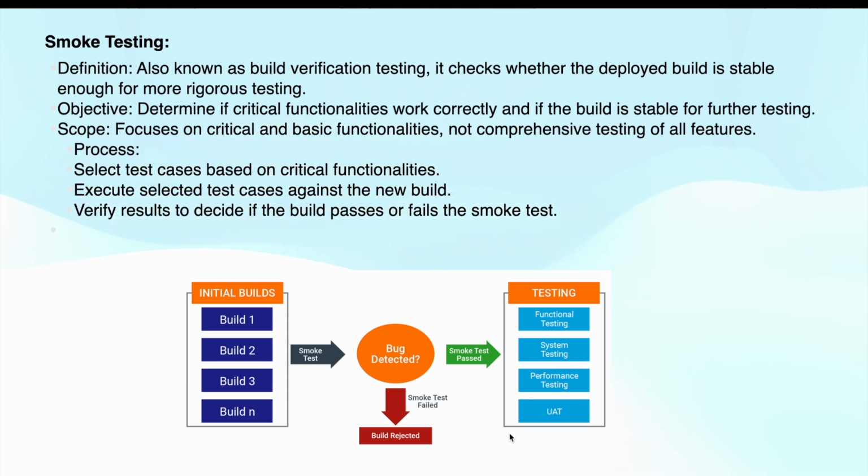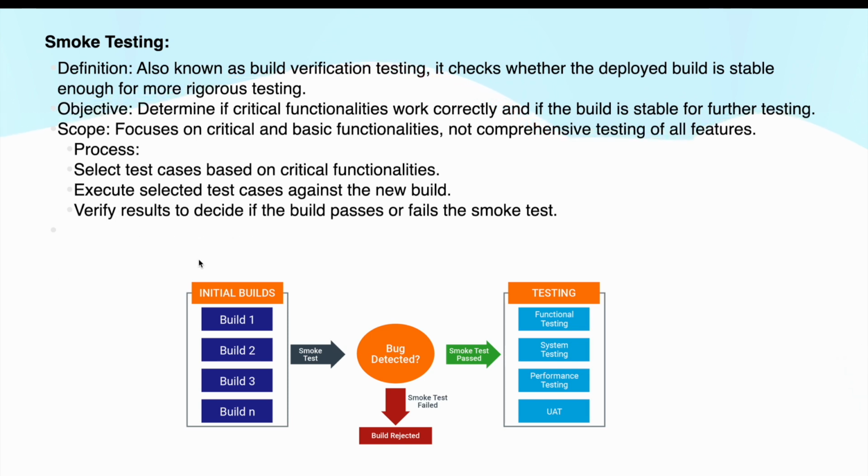Then next, execution. The selected test cases are executed against the newly deployed build. Then verification. The results of the test cases are verified to determine whether the build passes or fails the smoke test. Then last is decision. Based on the result, a decision is made whether the build is stable enough for further testing. If the build passes the smoke test, it is considered good and can proceed to more thorough testing. If it fails, it indicates that there are critical issues that need to be addressed before further testing can be conducted.